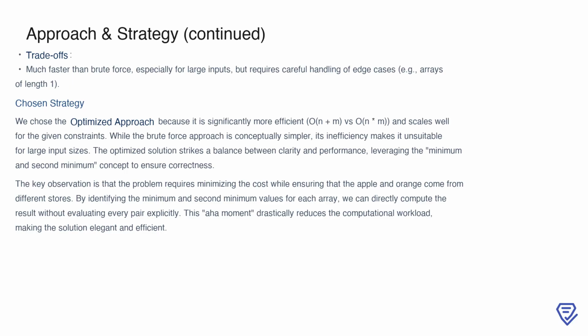The key observation that underpins this strategy is recognizing that the problem revolves around minimizing the cost while ensuring the apple and orange come from different stores. Using this insight, we can avoid evaluating every pair explicitly and instead focus on a few critical values. This insight not only reduces computational workload but also makes the solution more elegant and scalable.